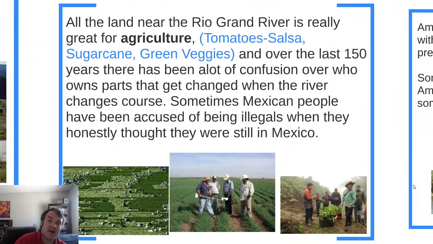Okay, so also, all the land near this big river is perfect for agriculture. People love growing stuff where there's a lot of water. Makes sense. And especially tomatoes, sugarcane, green veggies. And over the last 150 years, there's been some serious confusion over who owns parts of the river, or who owns parts of the land by the river when the river changes course.